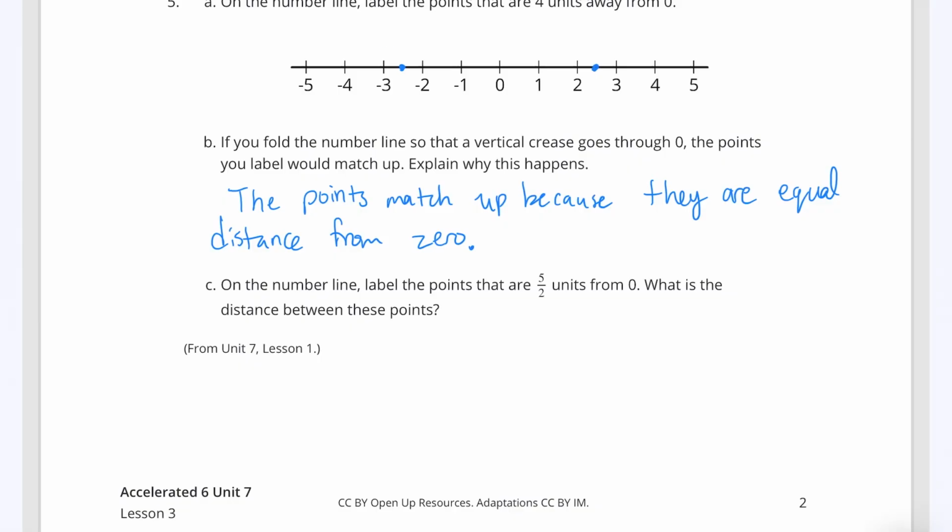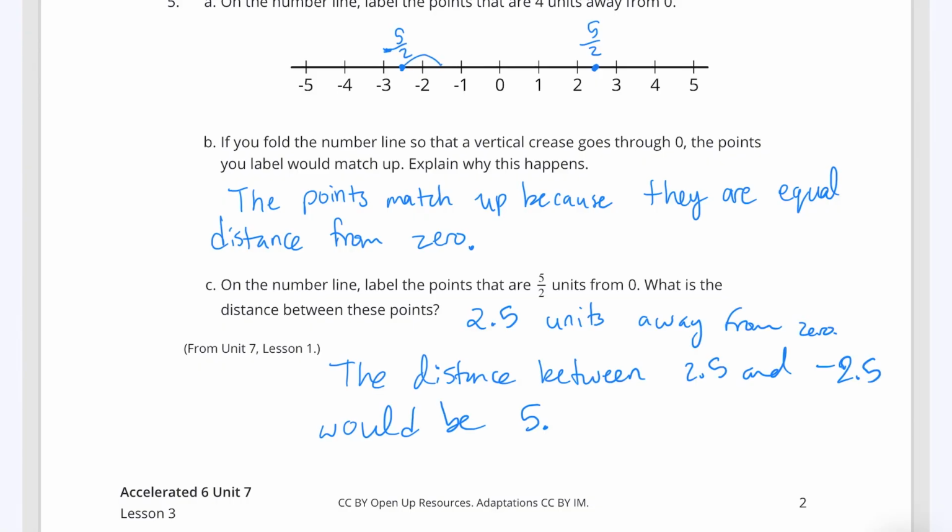On the number line, label the points that are 5/2 units from 0. What is the distance between these points? Well, 5/2 is the same as 5 divided by 2, which is 2.5. So 2.5 units away from 0 would be the number 2.5. And then 2.5 units away from 0 going left would be negative 2.5. What is the distance between these 2 points? You can count 1, 2, 3, 4, 5. The distance between both points is just 5.